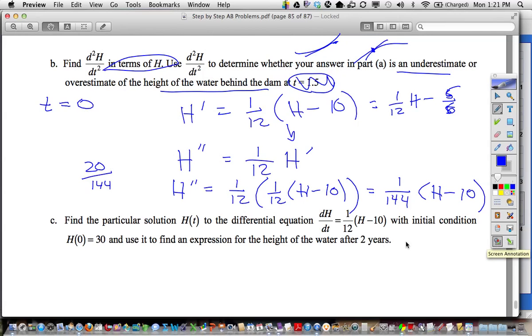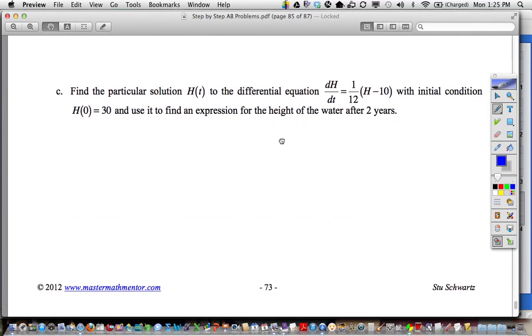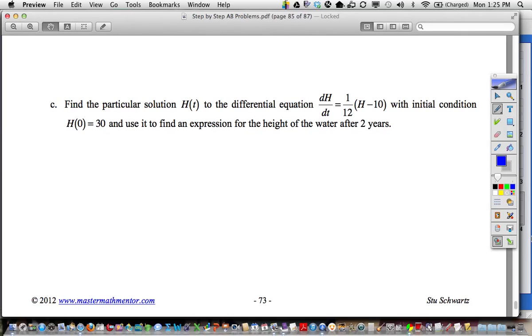Okay, and finally, find the particular solution with the initial condition. So now here's where we go to our memorizing. Now, one of the new things we're going to learn is how to actually solve this one, Newton's law of cooling. But for right now, we'll just go with our memorized version over here.